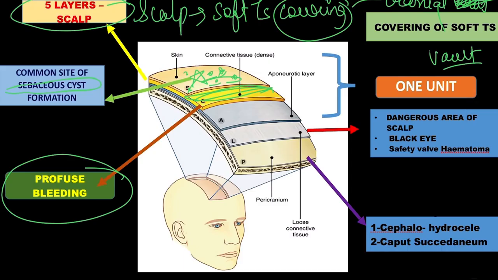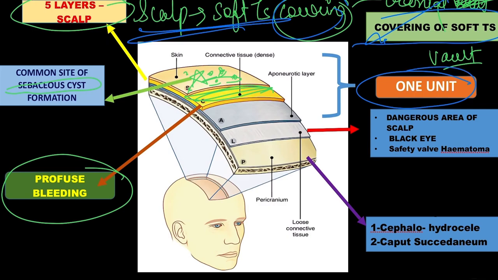So here we are, the scalp is the soft tissue covering that covers our cranial vault. Done with this. First, second, third layers form one unit, as seen already. The fourth layer, that is loose connective tissue, is also known as loose subaponeurotic tissue. It has the clinical significance of danger area plus black eye plus safety valve hematoma.